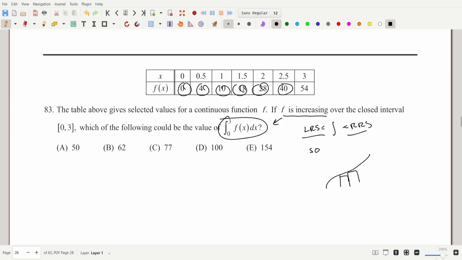And then the right Riemann sum is going to be 77. And so it's got to be that one. Cool. And it's strictly less than, because, well, it depends on their definition of increasing, I guess. I'll believe them that they mean strictly increasing.